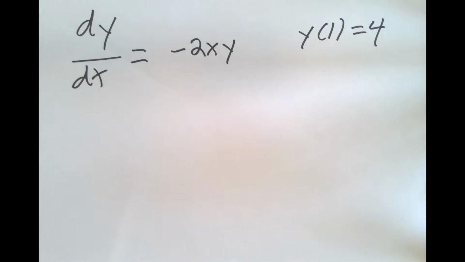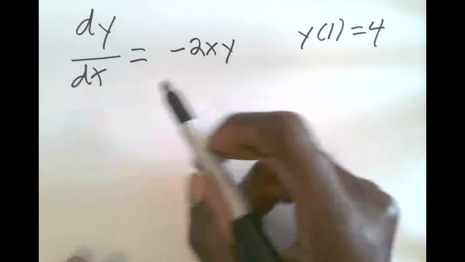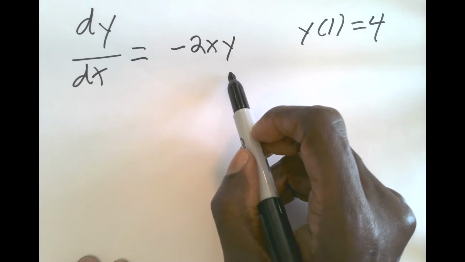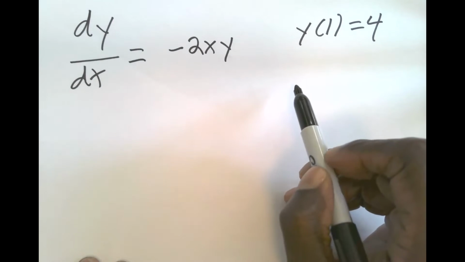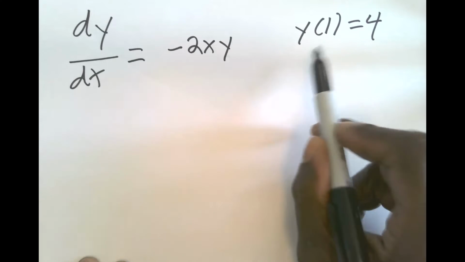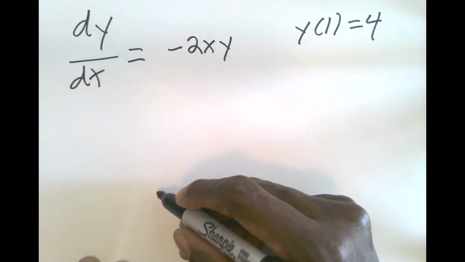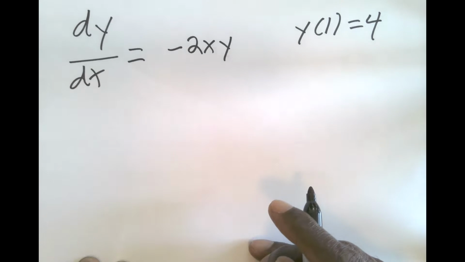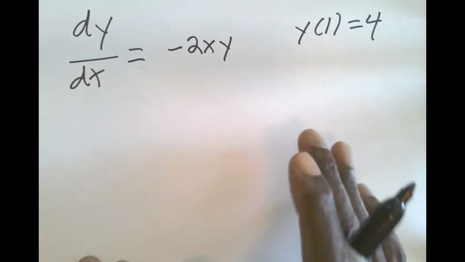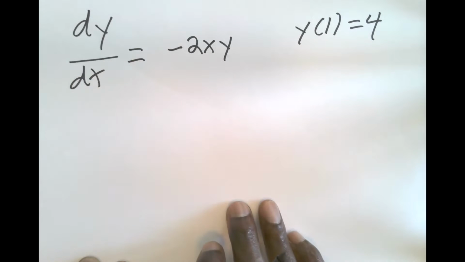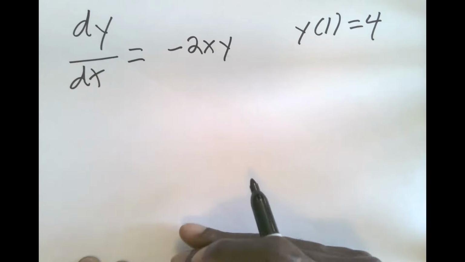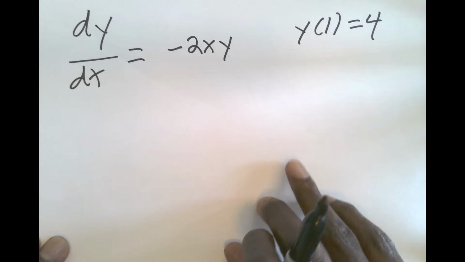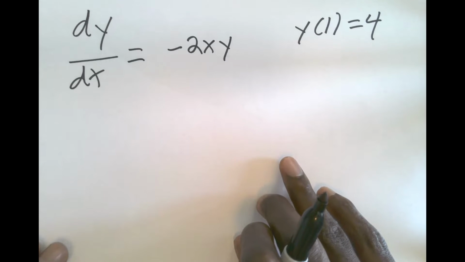For the first example, we see we have the differential equation dy/dx = -2xy. And to the side each time is the initial condition: y(1) = 4. Again, this is a separable differential equation as we talked about in the previous lessons. First we'll separate, then we'll integrate.